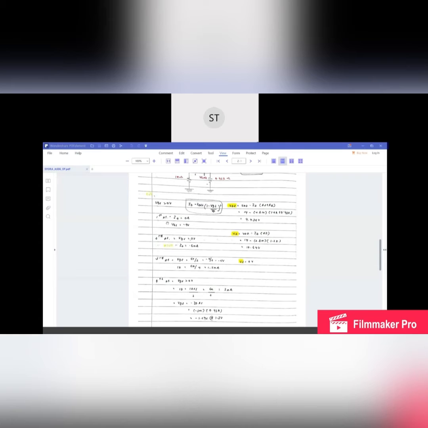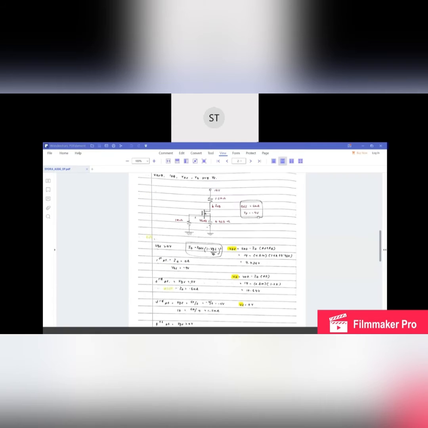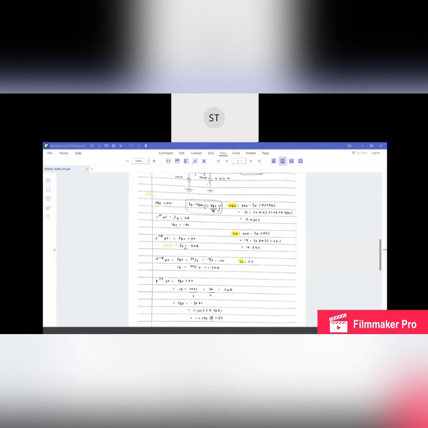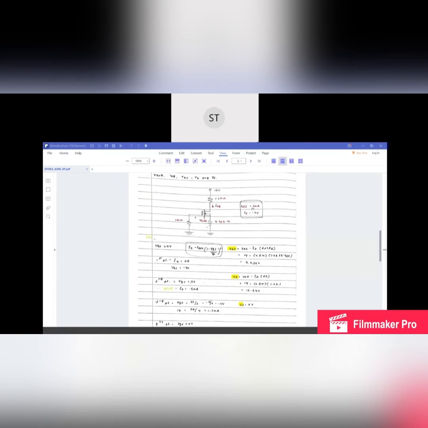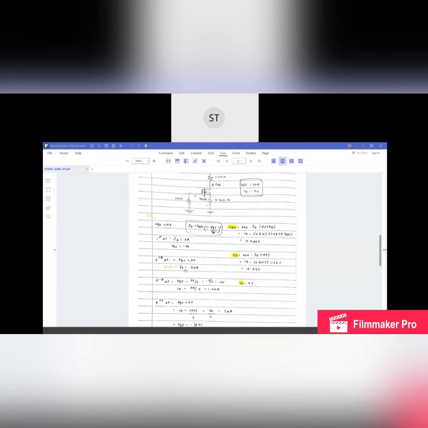So for the first point, I make ID equal to 0 ampere. From this, I use the formula ID equals IDSS times bracket 1 minus VGS over VP bracket squared. When ID is 0, the VGS we get is VP, which is negative 4 volt. For the second point, I make VGS equal to 0 volt. When VGS is 0 volt, ID equals IDSS, so ID becomes 6 milliampere.